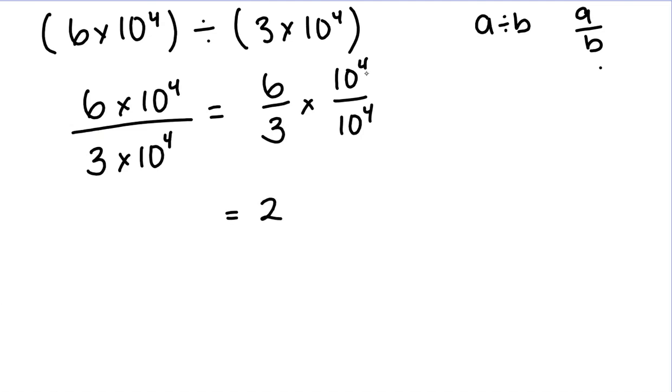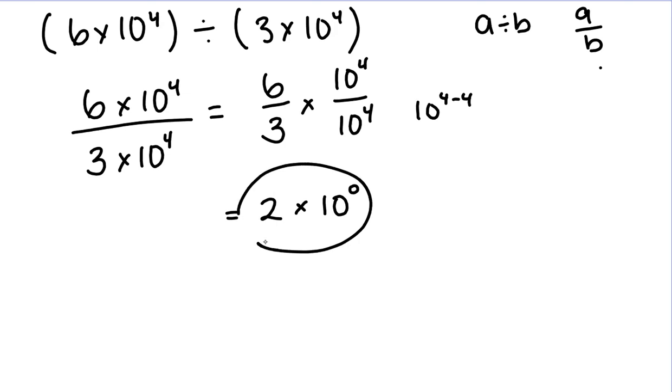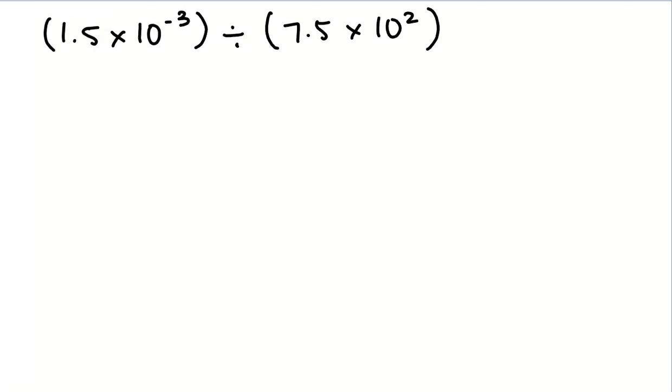And here we're going to use our quotient of powers property, which says that 10 to the power of 4 divided by 10 to the power of 4 is the same as saying 10 to the power of 4 minus 4, and 4 minus 4 is 0. So 10 to the power of 0. That's your answer. Let's look at another one.